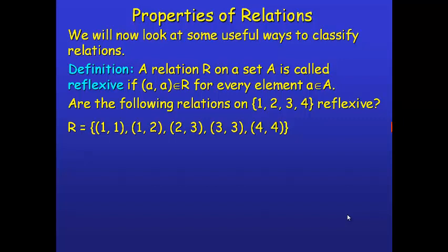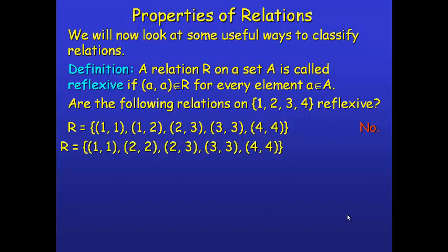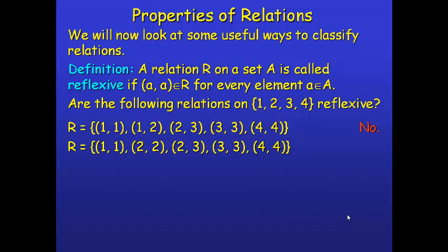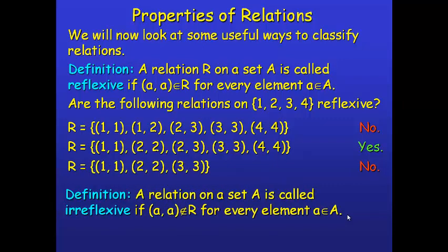Is it reflexive? No. The second one is the relation R equal to {(1,1), (2,2), (2,3), (3,3), (4,4)}. Yes, it is reflexive. The third one is also not reflexive. So what is that? The next definition is irreflexive. A relation on a set A is called irreflexive if the ordered pair (A, A) does not belong to R for every element A belonging to A.